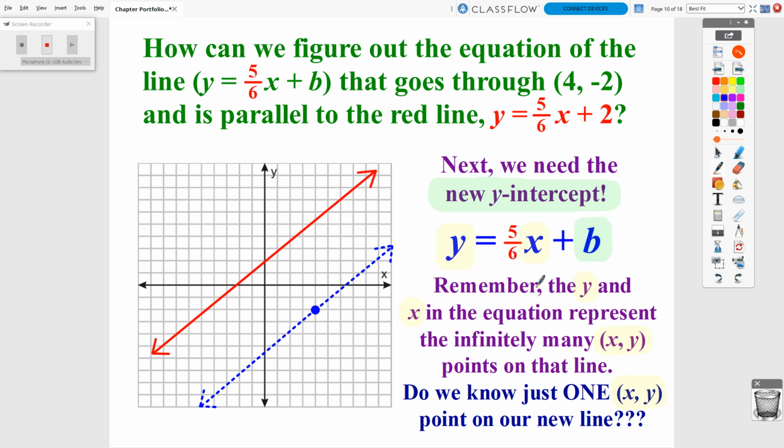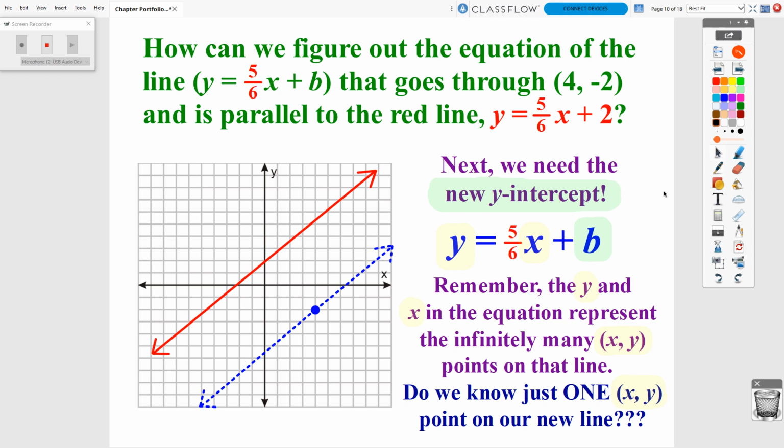So here I've got, remember, the y and x in the equation, right? This y and this x in this equation represent infinitely many x comma y points. So on this line, there's all of these x comma y points, but there's infinitely many of them. But we need to know just one point that's on this line. And do we know one? We do. It was that one point that I gave you at the very beginning of the problem. We know the point (4, -2) is on this line.